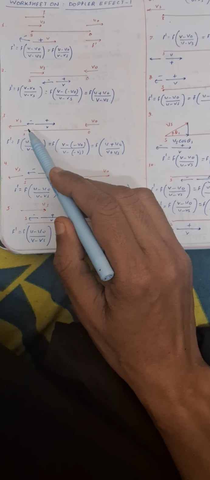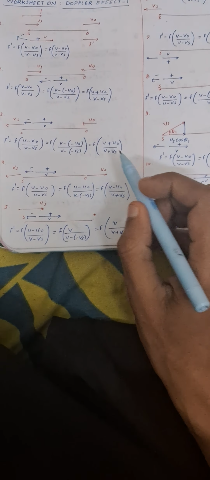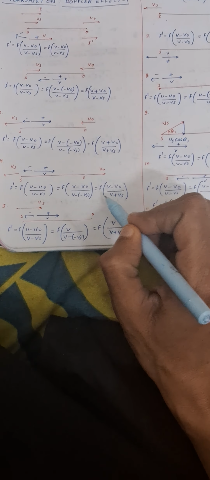Next, using this sign convention, take vs as negative and vo is negative also, so we have f' = f (v + vo)/(v + vs). Next, using this sign convention, we have f' = f (v − vo)/(v + vs).